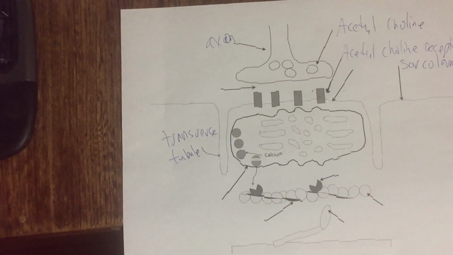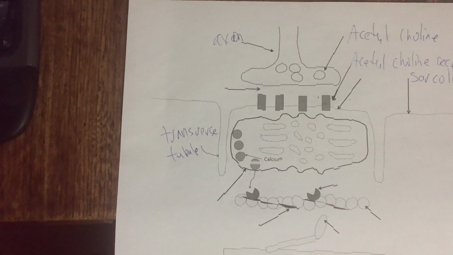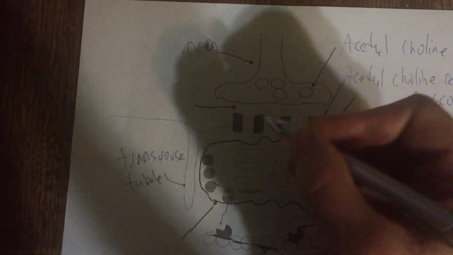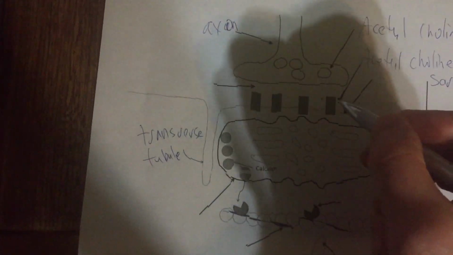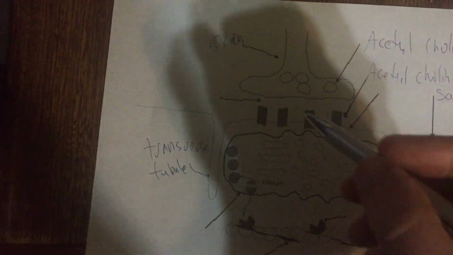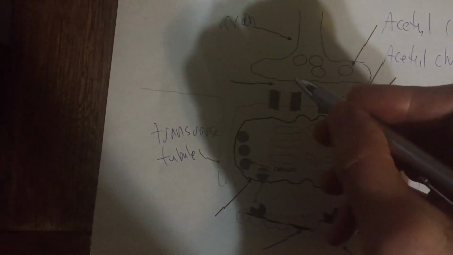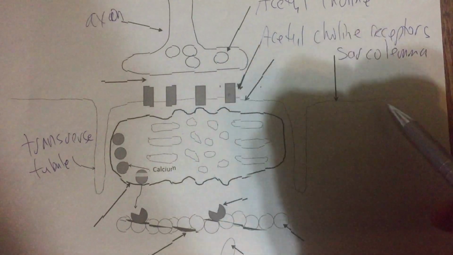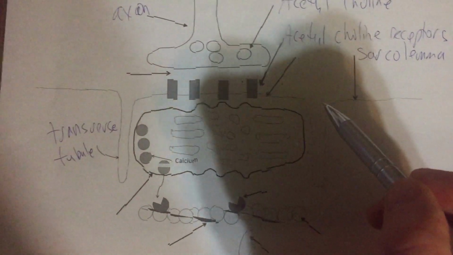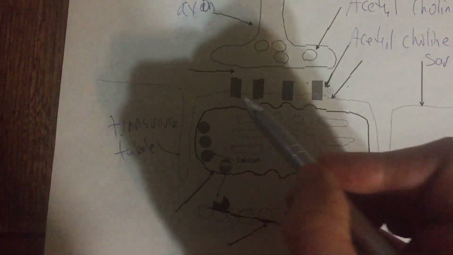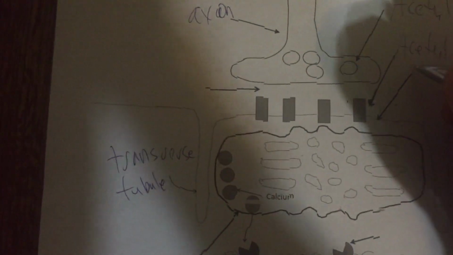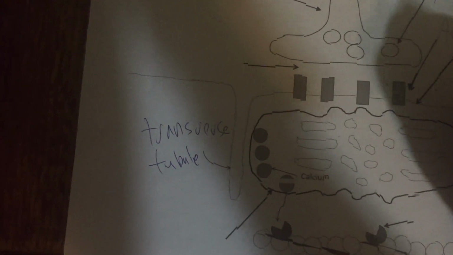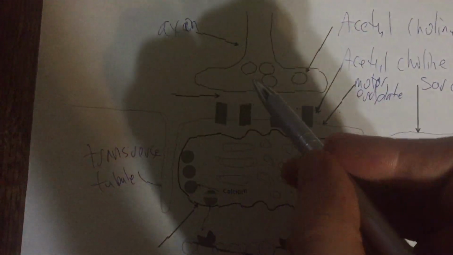A couple of other labels that I've left off of here are, this label here refers to your motor end plate. That's the portion of the sarcolemma that's associated with the axon. So you see this part of the sarcolemma is not associated with the axon. This is not the motor end plate. This part is called the motor end plate. So that's what I'm going to put on this label here, the motor end plate. It's the part of the sarcolemma that's associated with the axon.